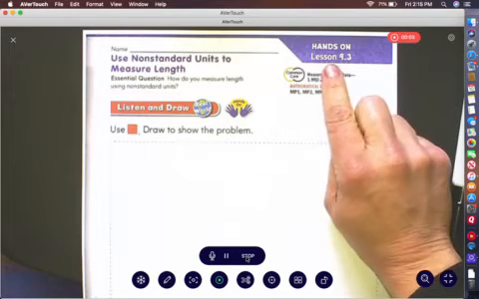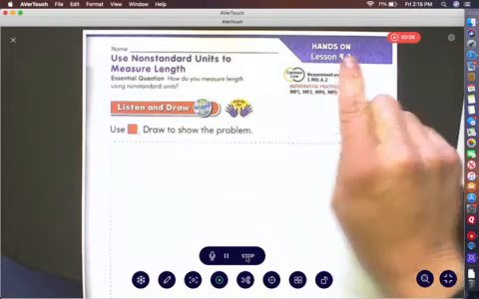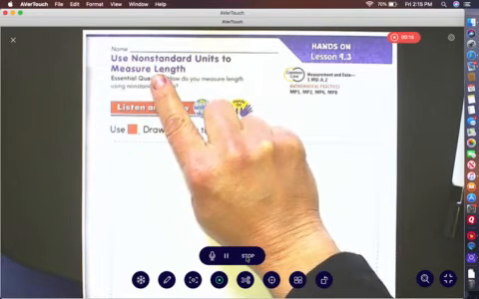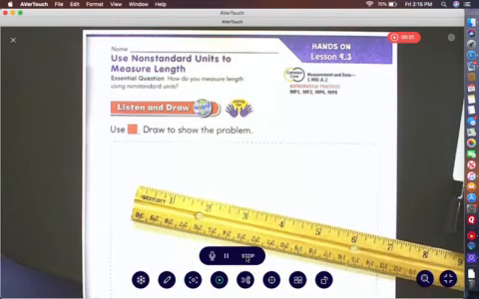So here we are on chapter 9, lesson 3, and what we're going to be doing today is using non-standard units to measure length. What they mean by non-standard units is it's something that is not standard.